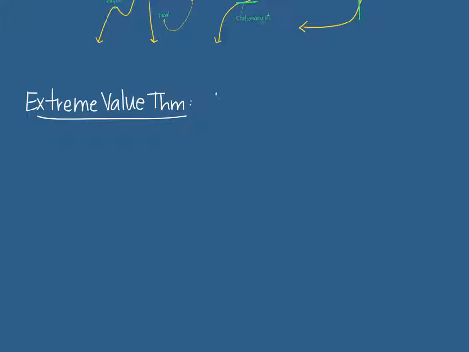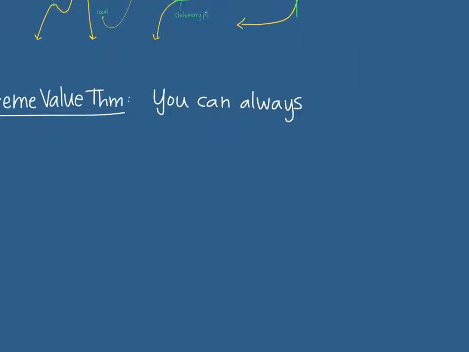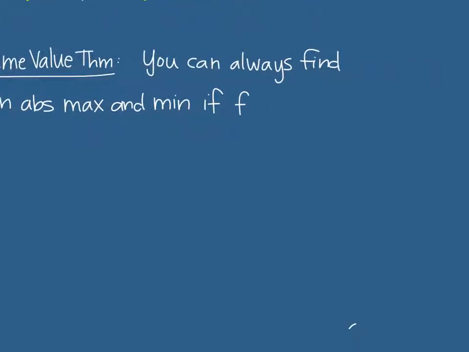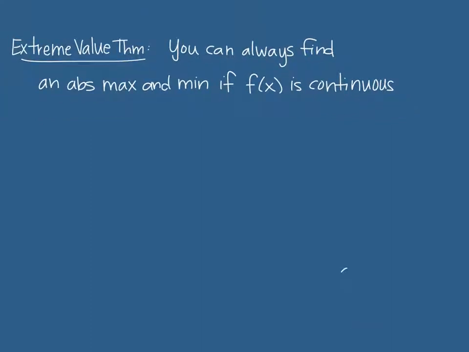All right, so let's record that. You can always find an absolute max and min. I keep saying or, it's and. A max and a min if f of x is continuous and on a closed interval.